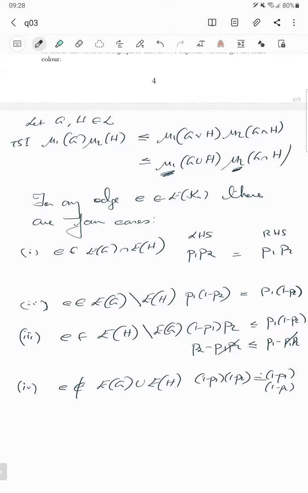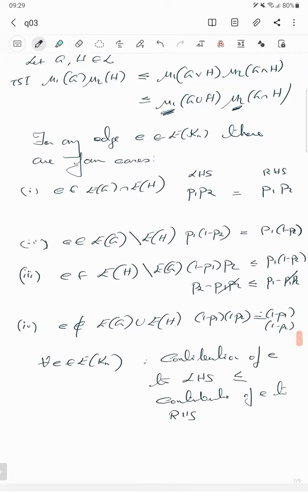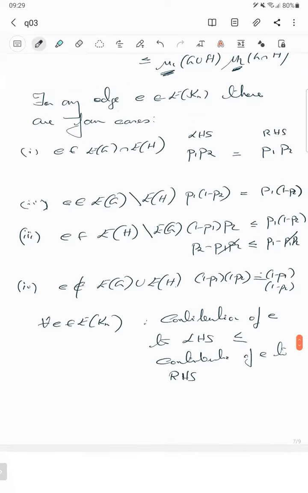Right? So yes, Umar's argument is that for each edge, for all edges in K_n, the contribution of E to LHS is less than or equal to the contribution of E to RHS, and all of these are non-negative, in fact positive quantities, right? So this means LHS is less than or equal to RHS.